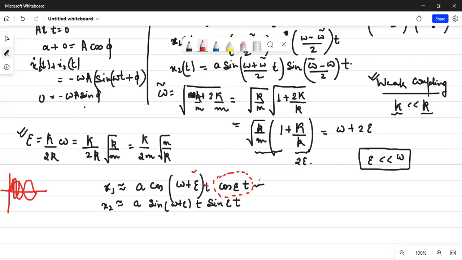Okay, so what should I write? I write that this term would oscillate at a slower pace than the first term. I'm not getting the right word, but this particular thing would have slower oscillations than this one. And in fact, because epsilon is very, very small, it is almost oscillating with omega only. Are you getting my point? This epsilon t is very small as compared to this.